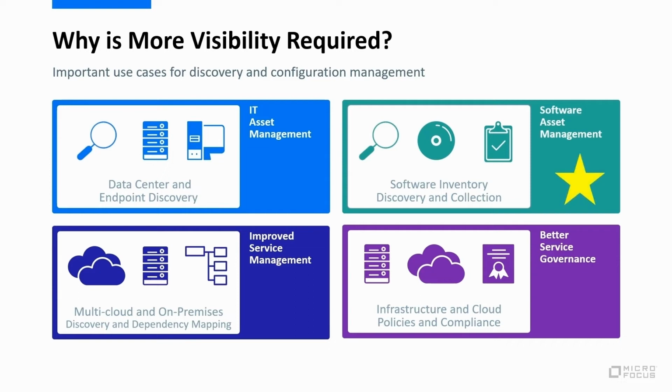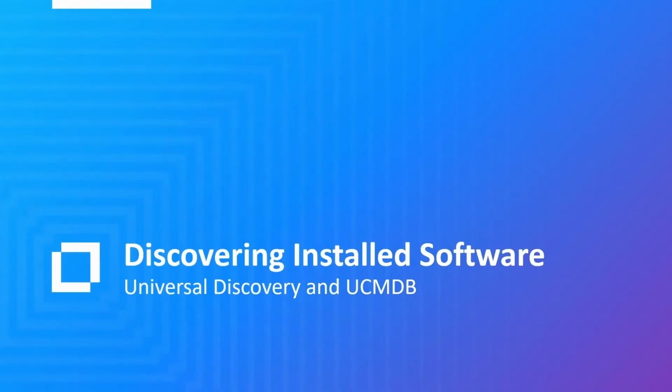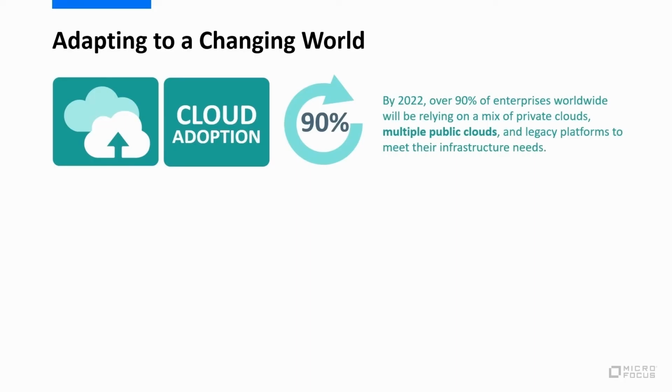For today's discussion, we're going to dive into the software asset management use case and understand how Universal Discovery can capture installed software and then why that's beneficial to the overall software asset management process implemented by Asset Manager X. So let's talk about discovering software and why that's important. The first aspect is simply adapting to a changing world. The biggest change we see is the adoption of the cloud platform in addition to on-premise locations for the installation of servers and the software that runs on them.